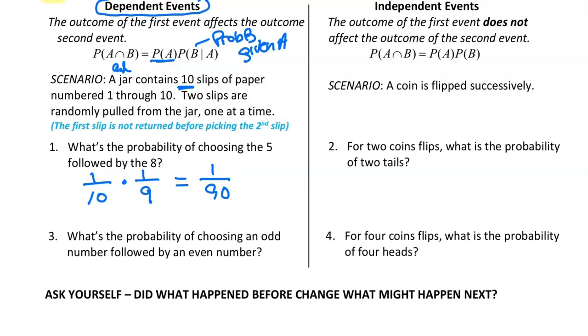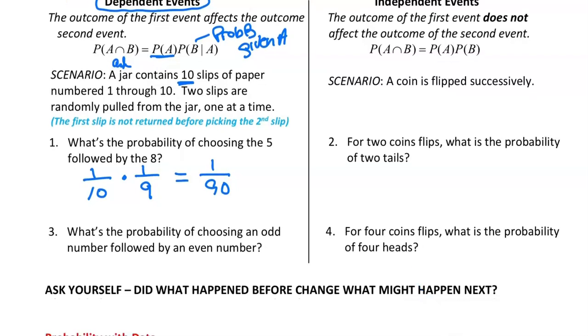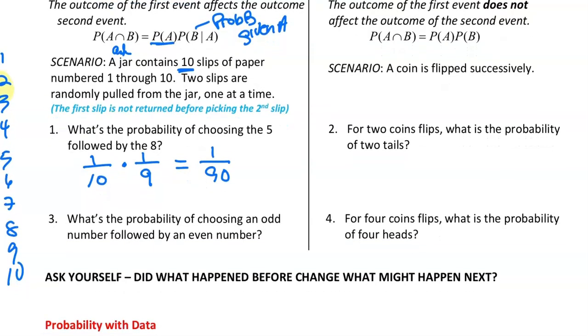Okay, number 3, let's look at that. So this is another situation where you have dependent events. So it says, what's the probability of choosing an odd number followed by an even number? Okay, so if the numbers are 1, 2, 3, 4, 5, 6, 7, 8, 9, 10, here are your evens: 2, 4, 6, 8, 10. There are 5 evens and there are 5 odds.